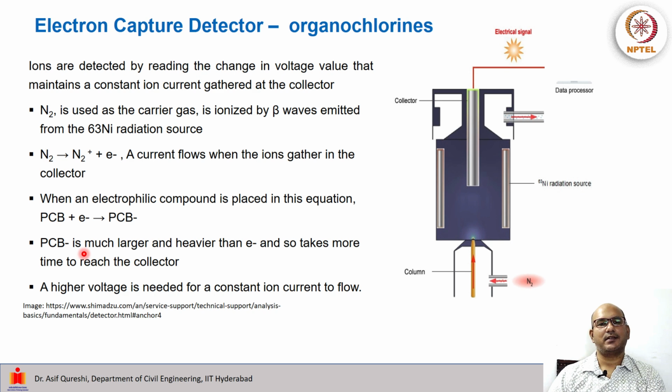So PCB minus will take more time to reach this collector, and then a higher voltage will be needed to maintain the same constant ion current to flow. So this higher voltage, so the more the PCB, the more voltage may be required, and in that sense we would be able to gauge the concentration of PCB or the concentration of organochlorine in the sample.